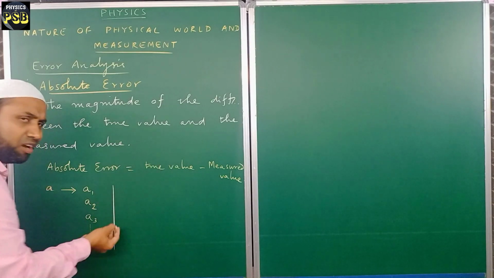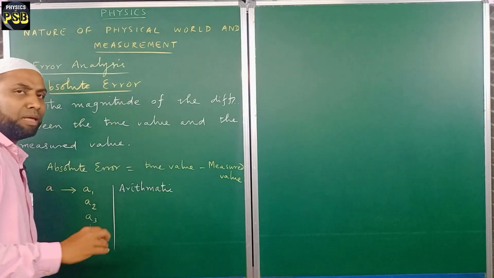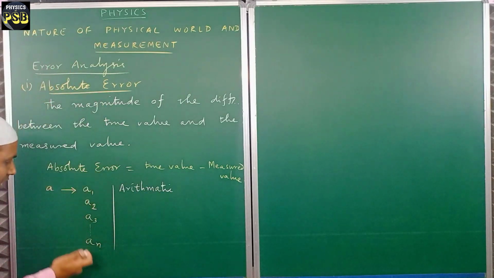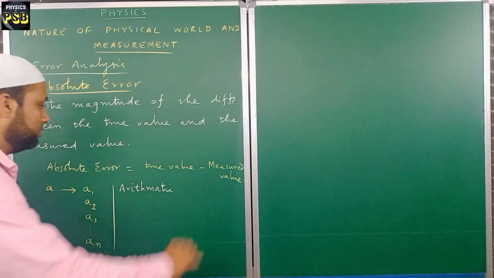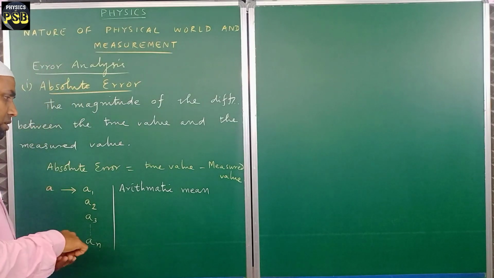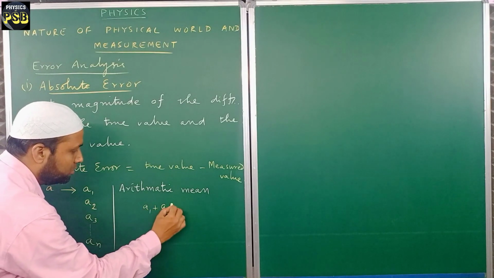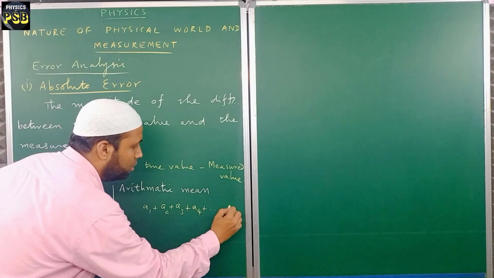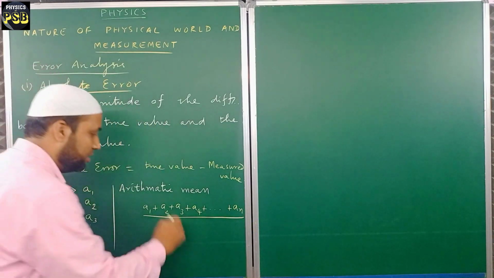So, what is this arithmetic mean? Here I have used the term arithmetic mean. Sometimes it is also referred to as average. Arithmetic mean or average can be obtained by adding all the given values and dividing it by the total number of the values. Here I have got n number of values. A1 is added with A2, A3, A4, and then we go up to An. And here the total number of values is nothing but n.